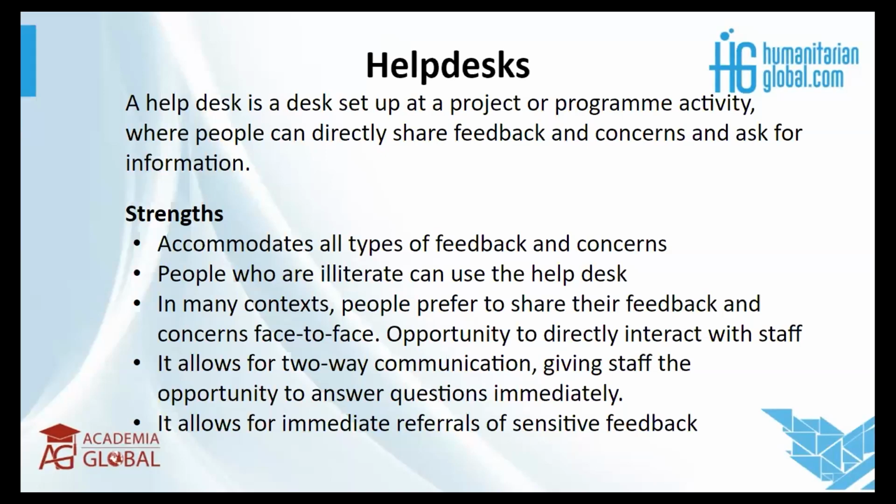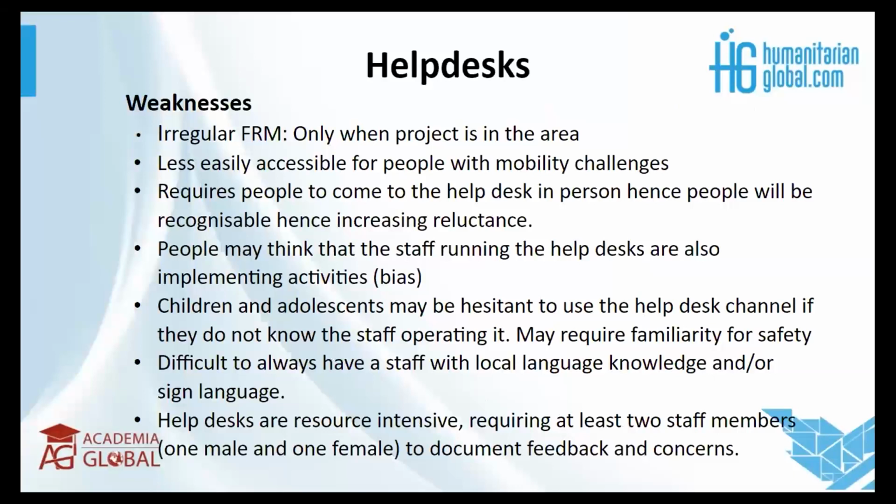Okay. So some weaknesses also of the help desks: one, it's an irregular form of feedback, because it's only there when the project is in that area or when you set up the help desk. So you can only receive the information when you're physically there. That means there could be times that the community comes and they see the desk, maybe your banner is still there or the posters, but there's no one manning the desk, and they may feel that they've walked for 3 hours in the scorching sun.